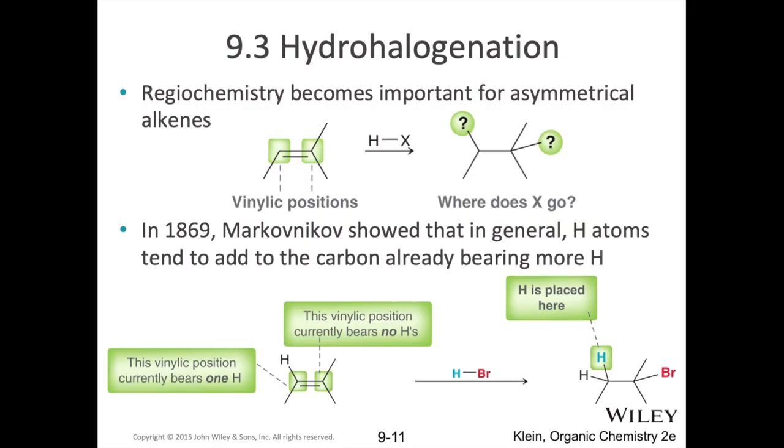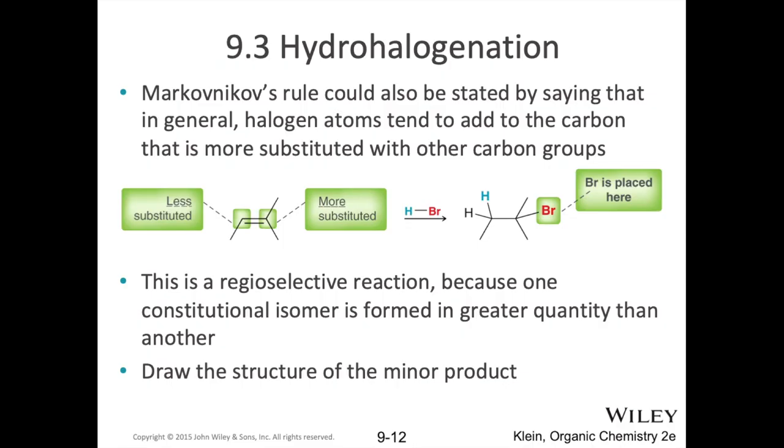So Markovnikov's rule is that when you're adding a hydrogen halide to an asymmetrical alkene, the hydrogen goes to the carbon of your double bond that has more hydrogens on it. Okay, your halogen winds up on the more substituted carbon of your double bond. So you want to think about why this happens. There's going to be a mechanistic explanation for this that we're going to see in a second.